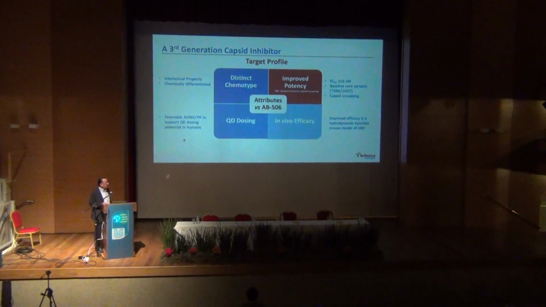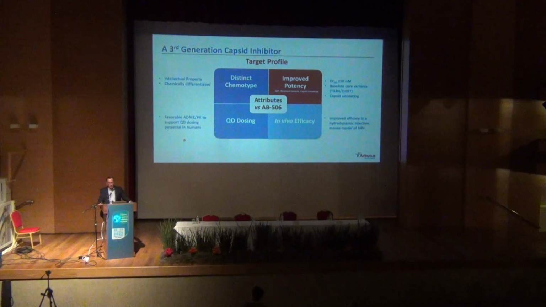And so we set up with a product profile that looked like this. We wanted a differentiated chemical matter. Why we wanted a differentiated chemical matter was we weren't sure where the toxicity was associated with AB506. There was some idiosyncratic toxicity associated with that in the liver that we could not explain. In fact, in AB506, we had chronic tox studies in rat and dog going out to 6 months and 9 months and saw no toxicities associated with the liver there at all. So we wanted a different chemical series.